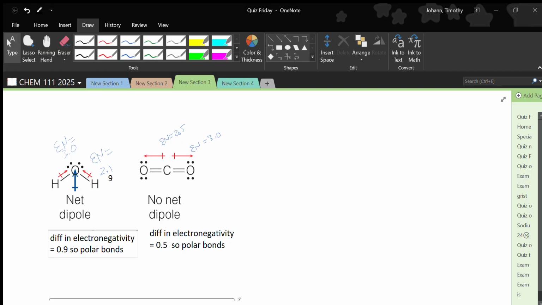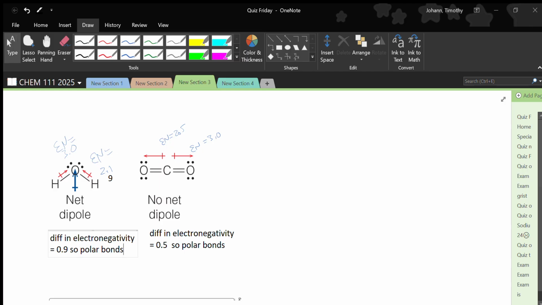But when we look at the molecules here, there's no net dipole here. In other words, if we think about the molecule as a whole, we've got them pulling in opposite directions. They're symmetric. That makes sense? So CO2 is not polar. Water is polar because we have a net dipole in some direction for the molecule.